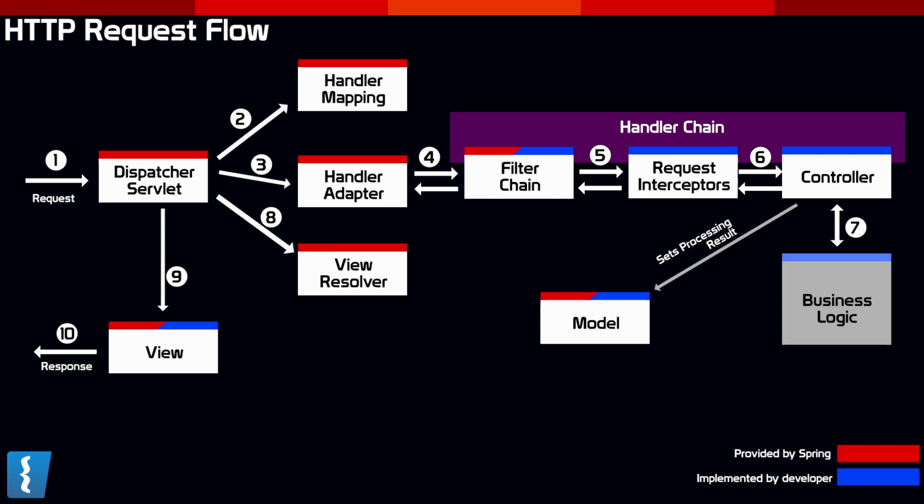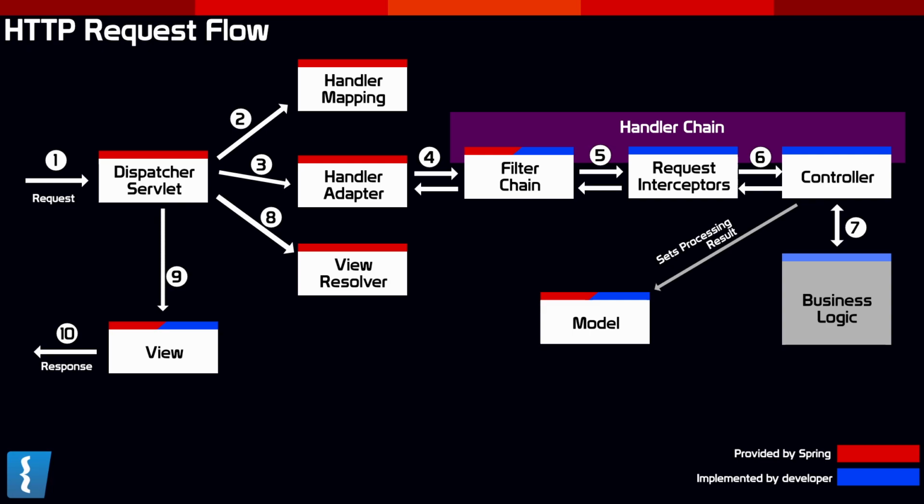From our controller, we do our business logic, and after that, we process a response. We go to our model and set the processing result, and after that, the result goes back to the handler chain through our request interceptors, back to our filter chain, and goes eventually back to the handler adapter.